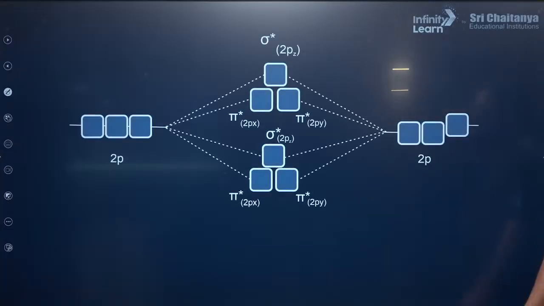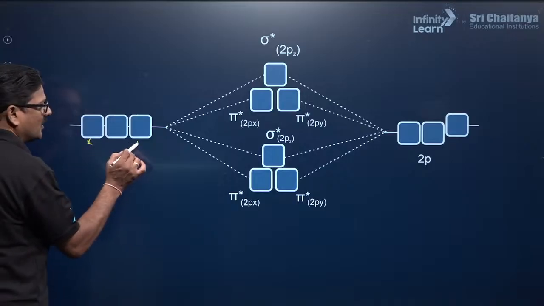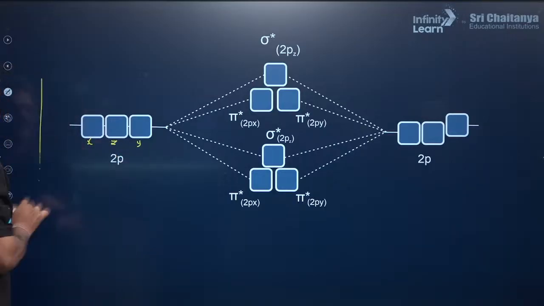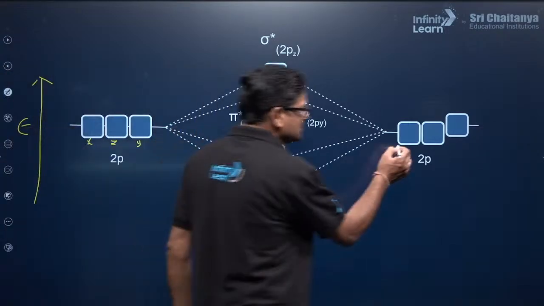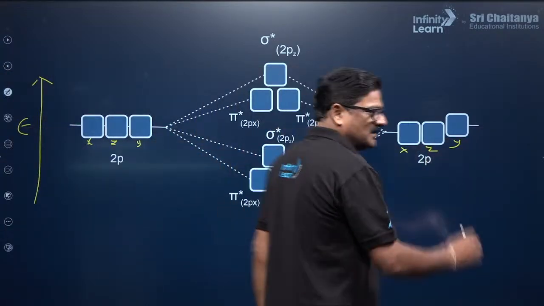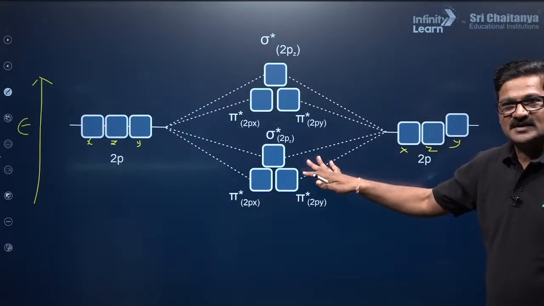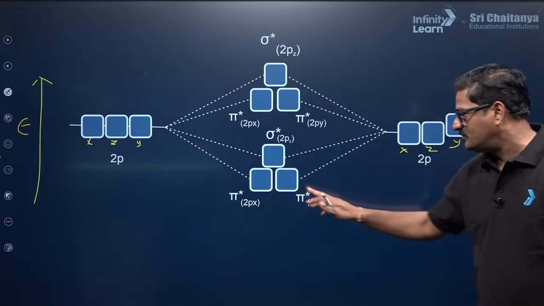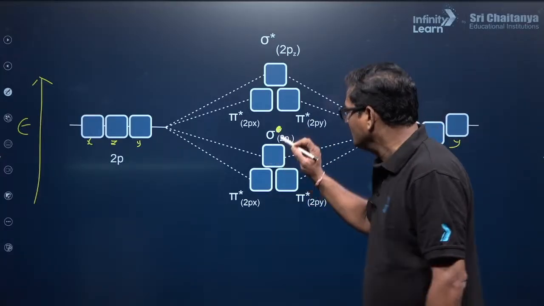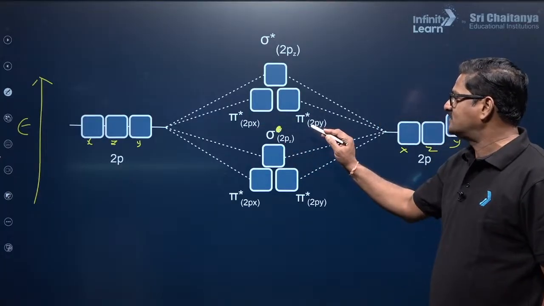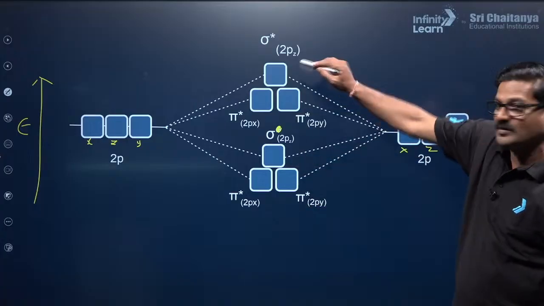Now let us talk about the p orbitals. In the p orbitals you have 2px, 2py and 2pz, and this is your energy axis. These three are combining to give rise to molecular orbitals. Up to nitrogen you are going to see pi 2px and pi 2py, then sigma 2pz, and it is going to be pi star x and pi star y and then sigma star z. So the electrons are filled in this order only, right?